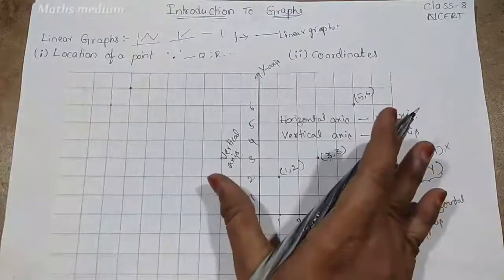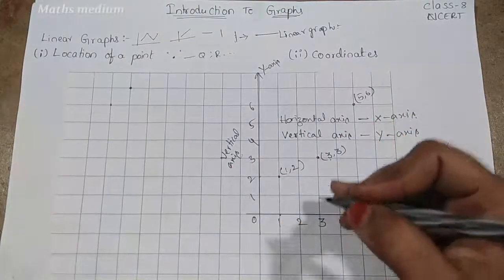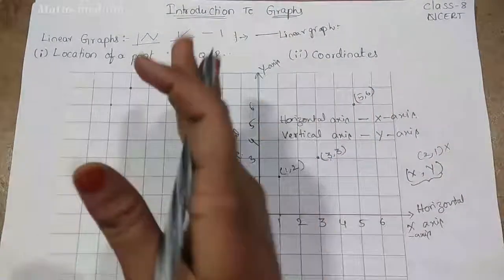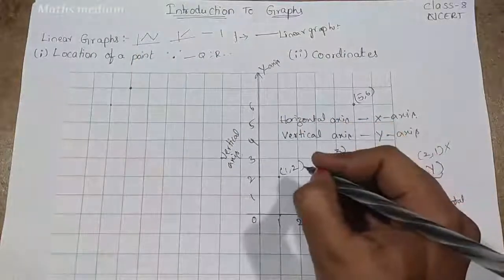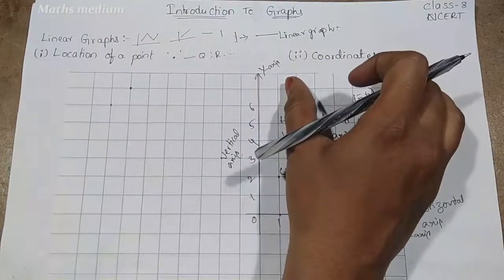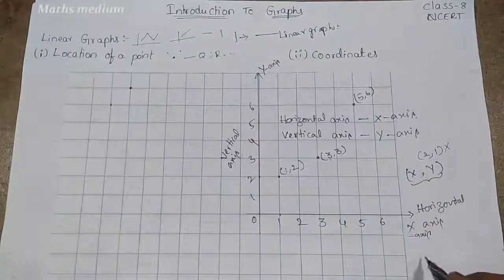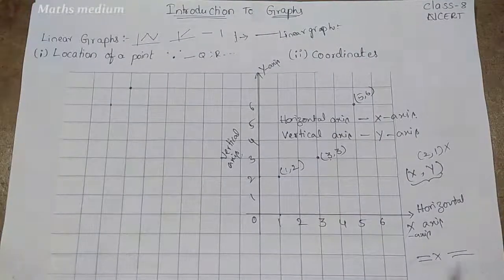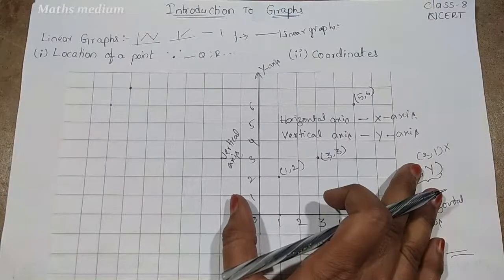But the exact location of a point means where we are locating it with respect to the x-axis and the y-axis; that is the main thing about the location of a point and its coordinates. So this is about how to locate a point and how to name the coordinates of the given point.